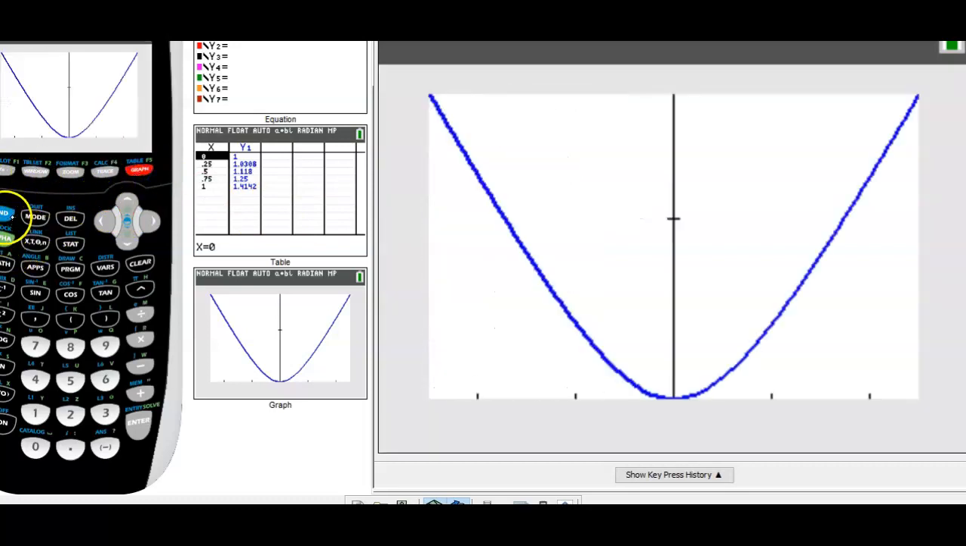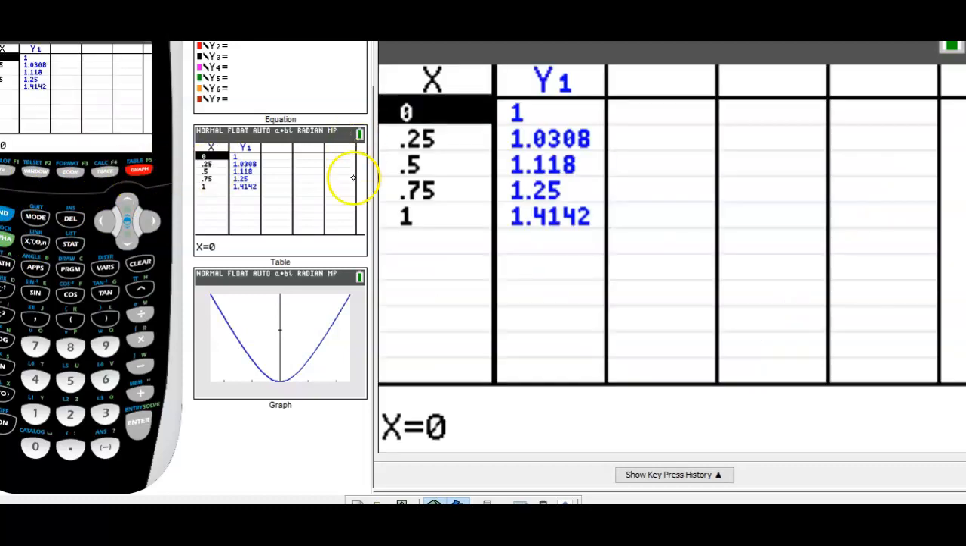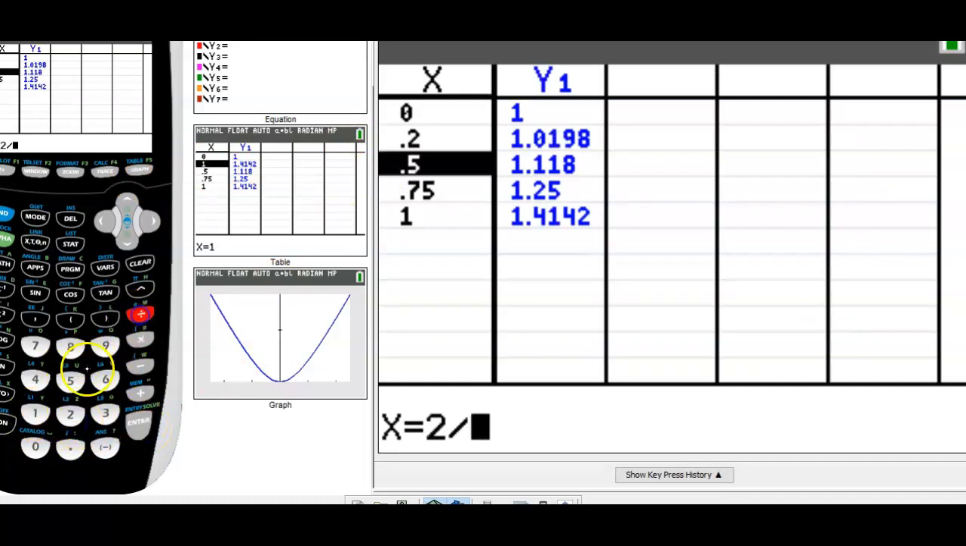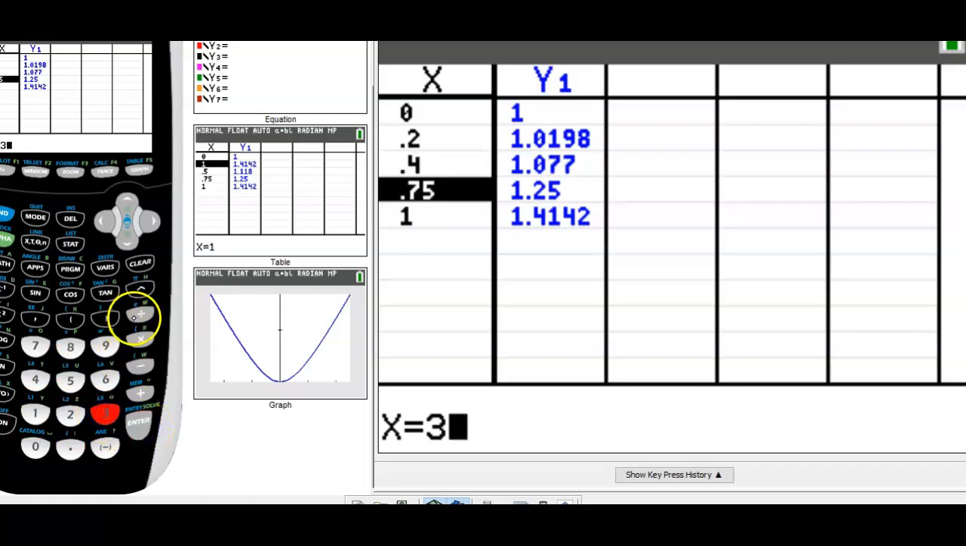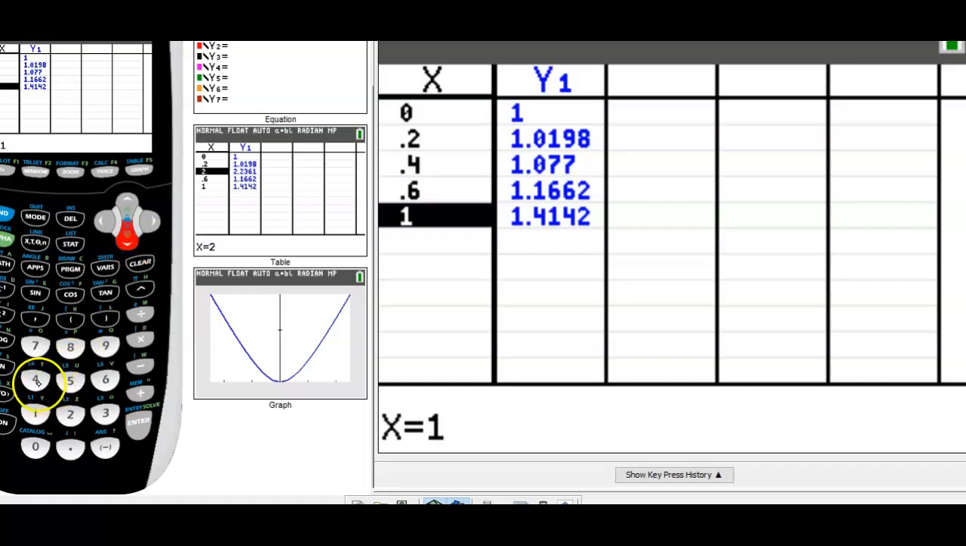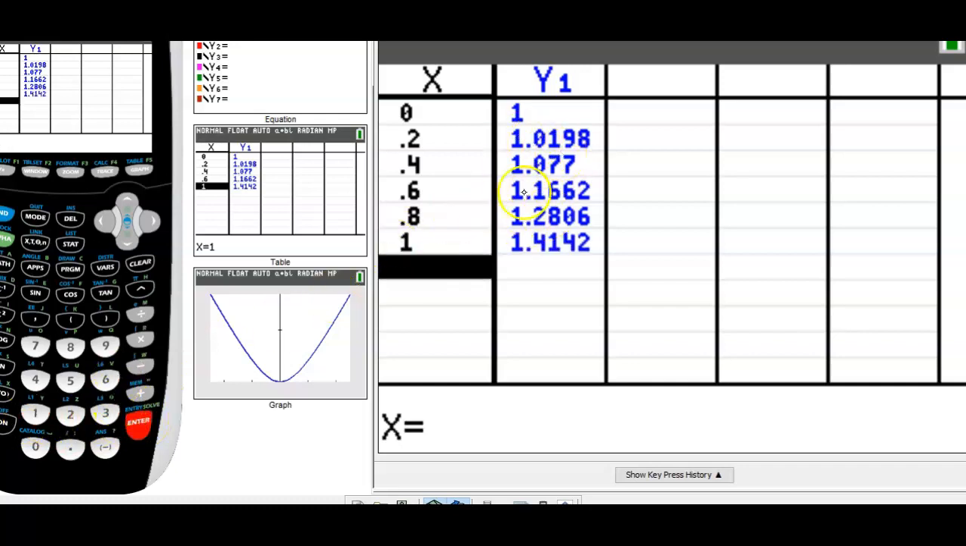Now, anyway, second table, because I want to input my values. So I start with 0, and then 1/5, then 2/5, and then 3/5, 4/5, and then 5/5 or 1. Go ahead and write those down, so you have a reference.